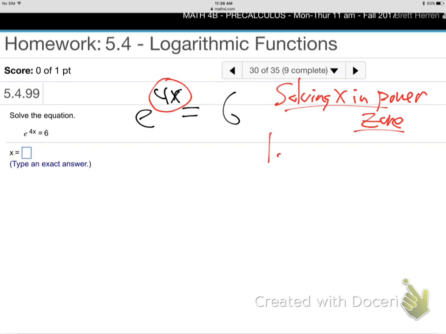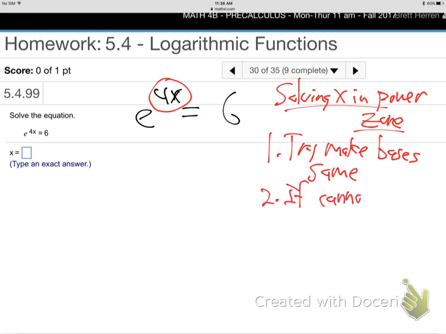So step 1 is you try to make the bases the same. That's what we normally do, right? And we'll have some of that on the next test, because we did a bunch of that last week or the week before, and there'll be a few of those on the test. Try to make the bases the same. But if you cannot, there's one special thing that dethrones it, that takes it down. If you cannot, then ln both sides.